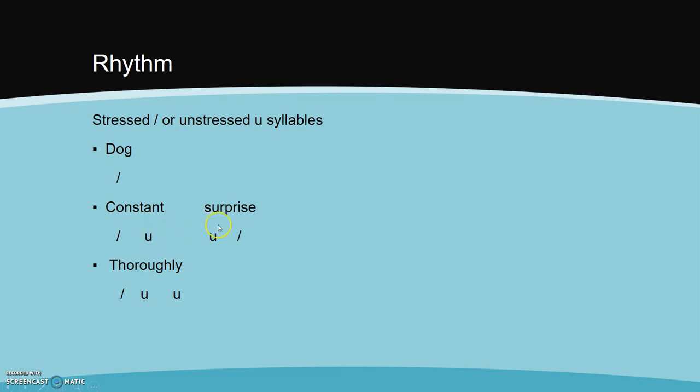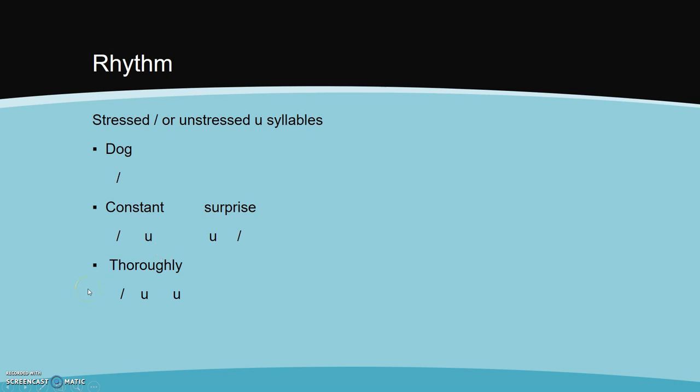Constant. The word surprise is different from constant. It's only two syllables. It has three vowels, but it only has two vocal sounds, being two syllables. And the first syllable of the word is unstressed, followed by a stressed syllable. Constant, stressed, unstressed. Surprise, unstressed, stressed.